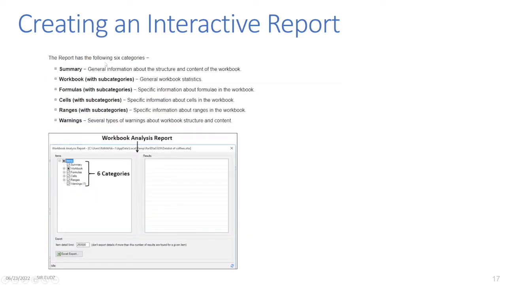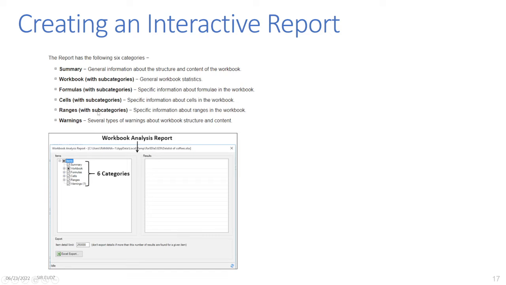The report has the following six categories. We have Summary, which is the general information about the structure and content of the workbook. Workbook, with subcategories, which is general workbook statistics. Formulas, with subcategories, which is specific information about formulas in the workbook.